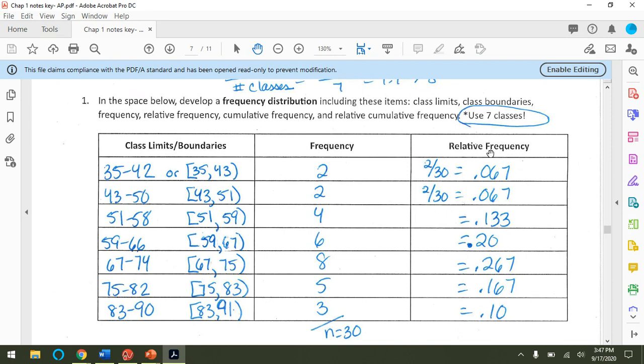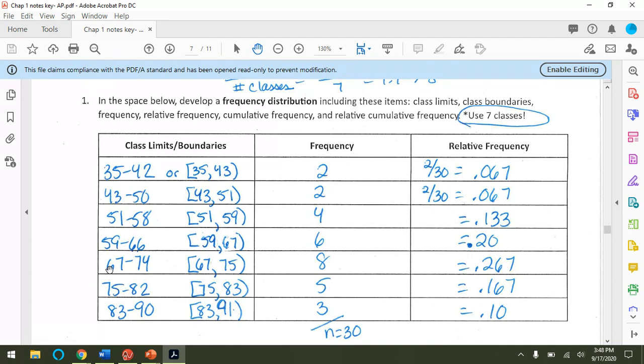So then you might be saying, well, Ms. McMichael, what's going on with this relative frequency? Your relative frequency is your percentage or your proportion. This class had 2 out of 30. So relatively speaking, that was 0.067 or 6.7% of the students. This class also had 2, so 2 out of 30 was another 6.7% of the students. This class had 4, so this score of 51 to 58 was 13.3% of the students.